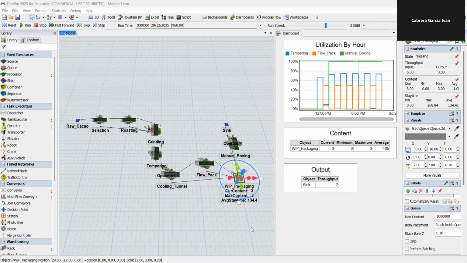Overall, the simulation demonstrates that the current system does not reach a steady state within the simulated horizon. The increasing cycle time, high utilization of manual boxing, and accumulation of work in process highlight a structural inefficiency in the packaging stage. These results justify the need for operational improvements, which will be explored in the proposed future state simulation.